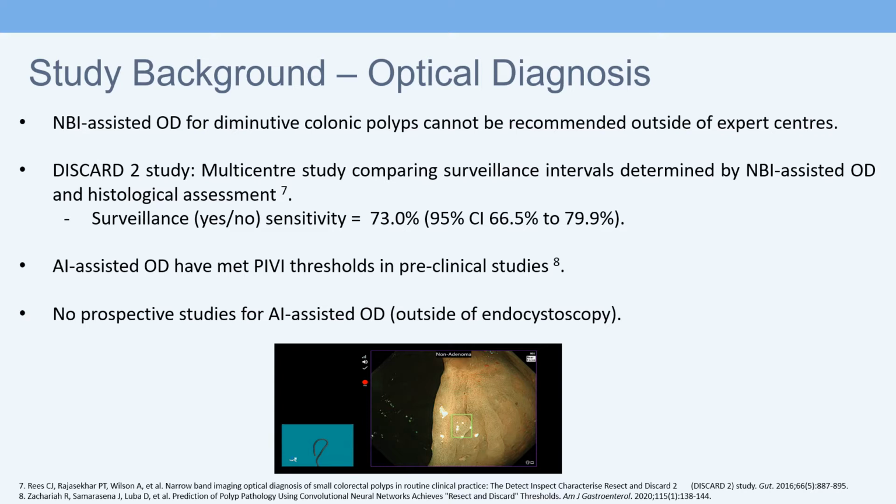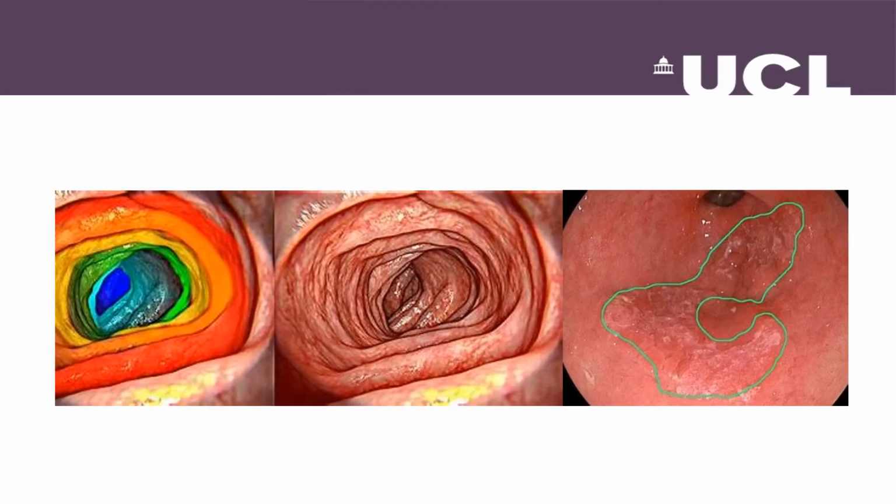And here's another example of a study, the DISCARD-2 study, which was a multi-center study comparing surveillance intervals determined by optical diagnosis, so narrowband imaging, and you're looking at a surveillance sensitivity of 73%. So we want to augment and build on this kind of practice.